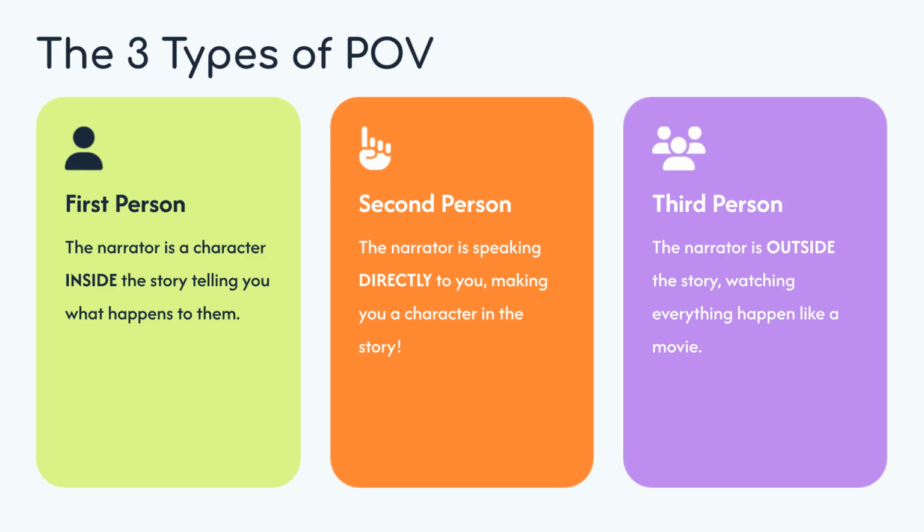So there are 3 main types of point of view. First person is when the narrator is a character inside the story. Second person is when the narrator speaks directly to you, the reader. And third person is when the narrator is entirely outside the story, just watching things happen.